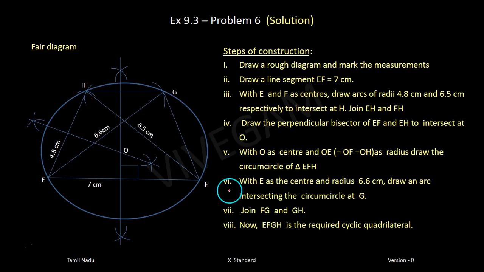Only G is missing. Next, since they have given EG is 6.6 centimeter, with E as a center and radius of 6.6 centimeter, draw an arc intersecting the circumcircle at G. Then join EG, FG and GH. Then EFGH is the required cyclic quadrilateral.